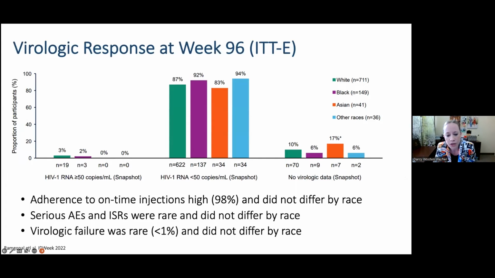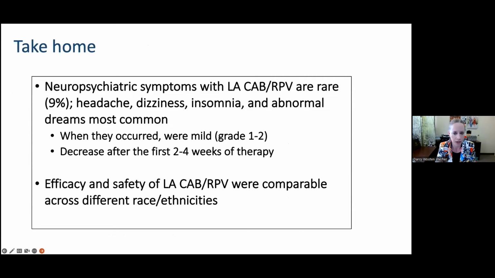And then I'm not showing you the data, but just summarizing in the bullets below, adherence to on-time injections was very, very high in these studies and didn't differ by race. Similarly, side effects and injection site reactions were rare and didn't differ by groups, and virologic failure was extremely rare, again not differing by race. I think this is really nice to see and important to be looking at these things to make sure that we're identifying disparities where they exist.